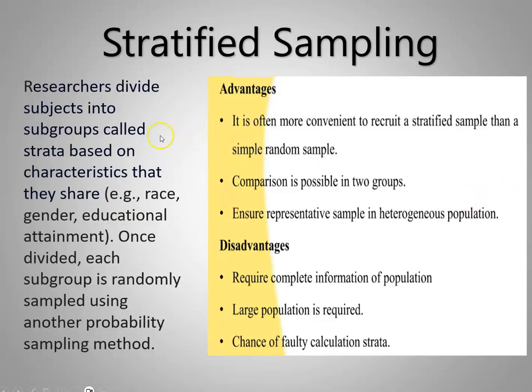Stratified, they divide the subjects into subgroups, maybe race or gender. So I might say, if I have a larger group, I will divide them into male and female, and then I might randomly pick 5 people from each group. It's good because I will get 5 male and 5 female, which kind of mixes things up a little bit. The disadvantage, it requires information on the population, and calculation errors can happen. So it is a little bit tougher.